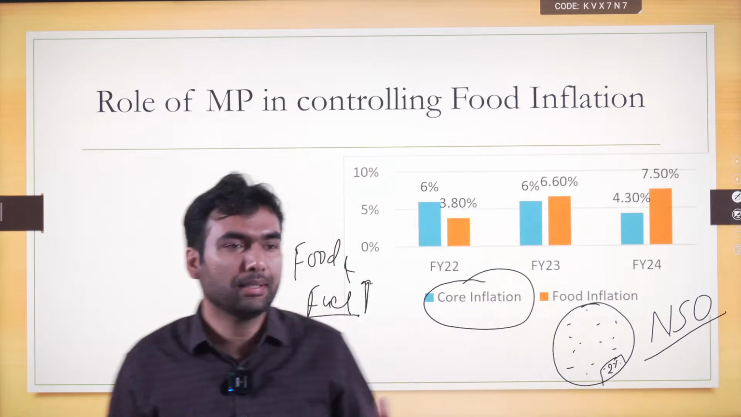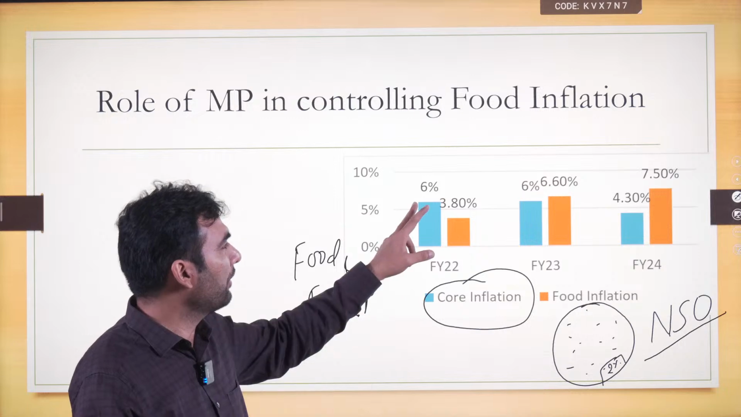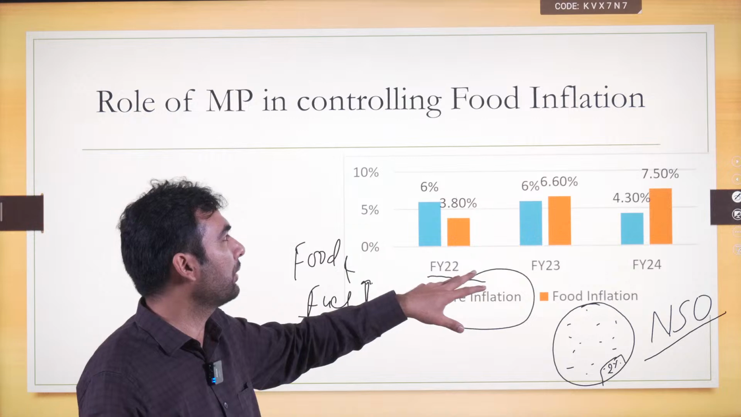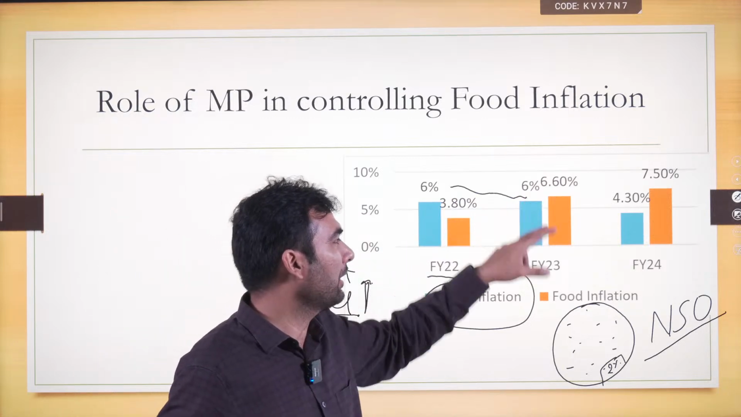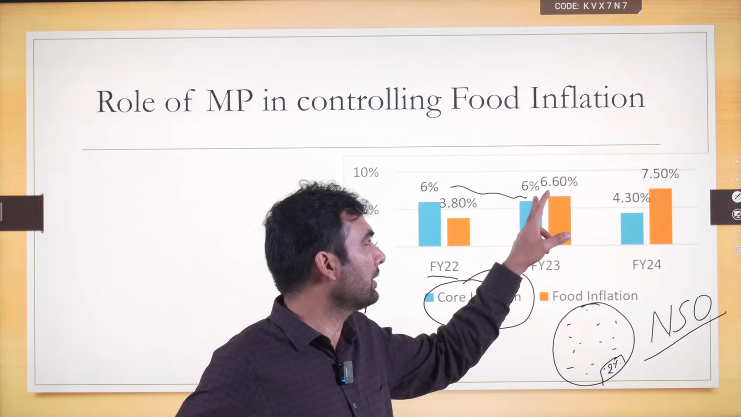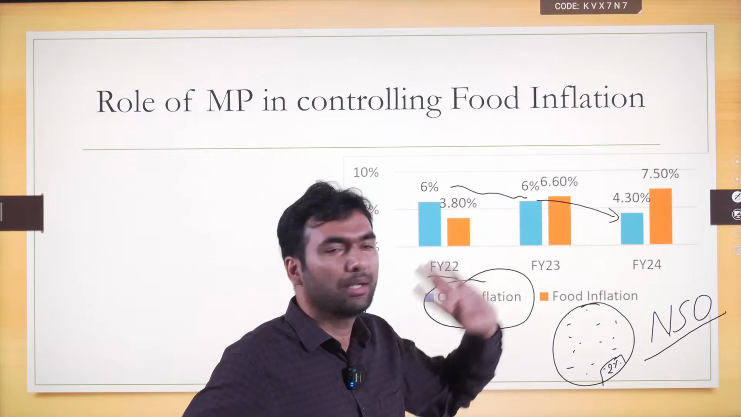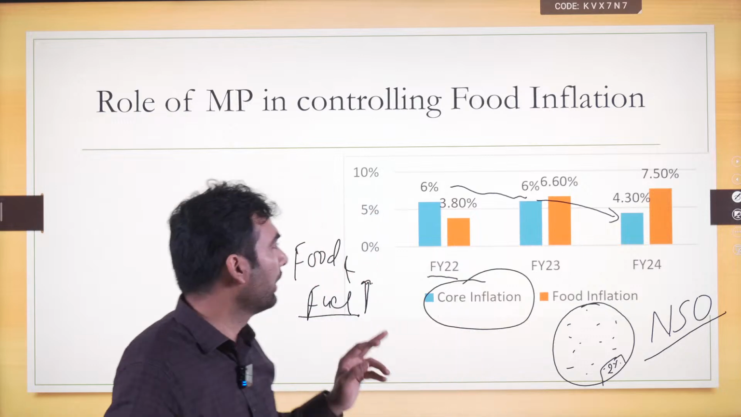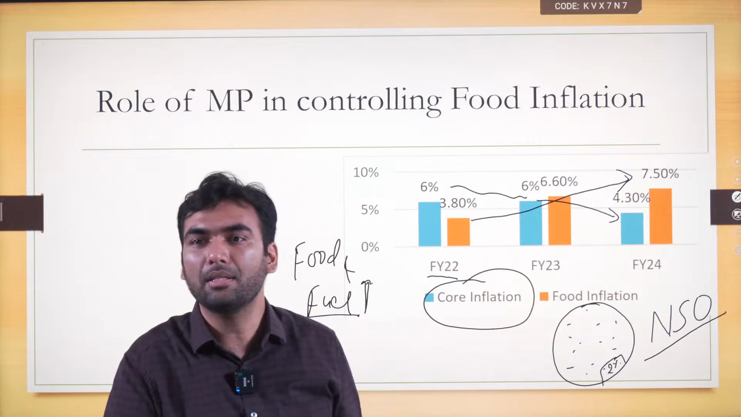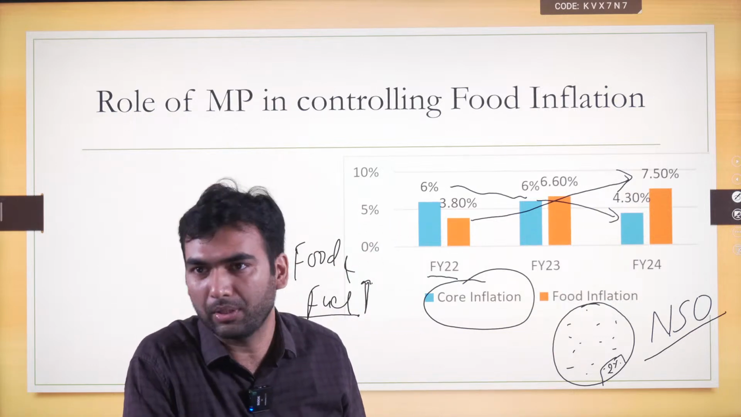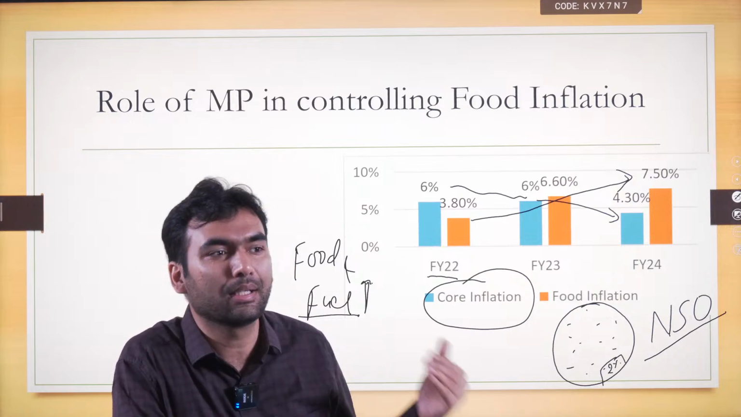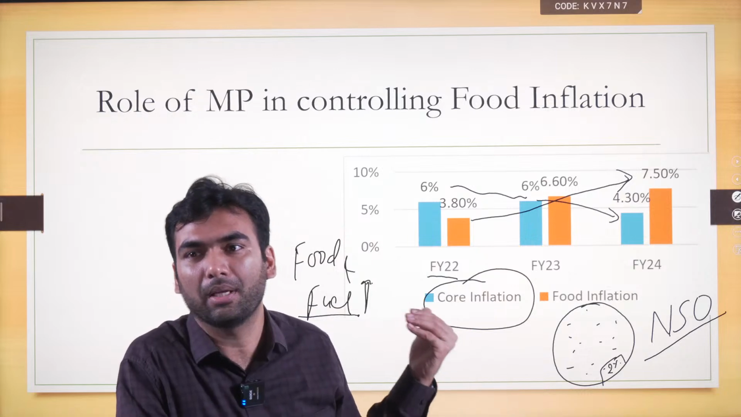Now, as you can see in this data, core inflation has been coming down. It was high in financial year 22 and almost remained at the same level. We have seen that RBI increased the interest rate in financial year 23, and as a result in financial year 24 it came down as well. However, food inflation has been on an increasing tendency, although RBI has increased the interest rate and repo rate. What explains this? Why are we witnessing increasing food inflation despite RBI action?